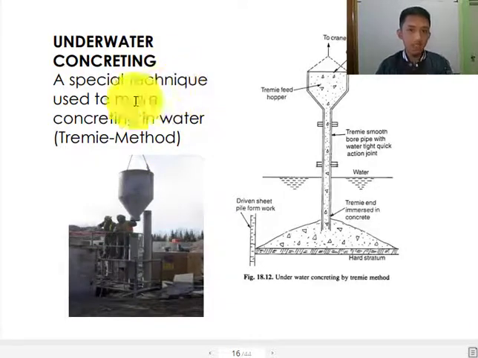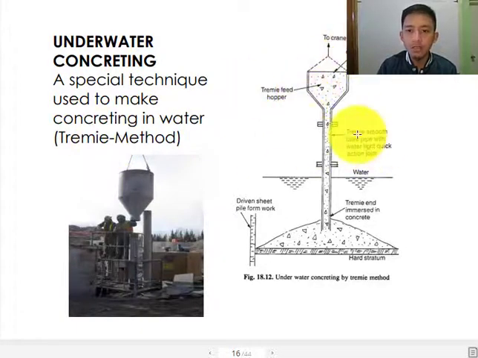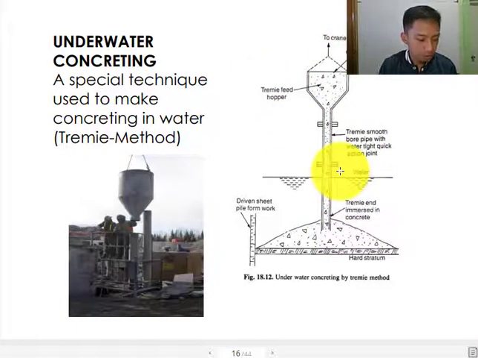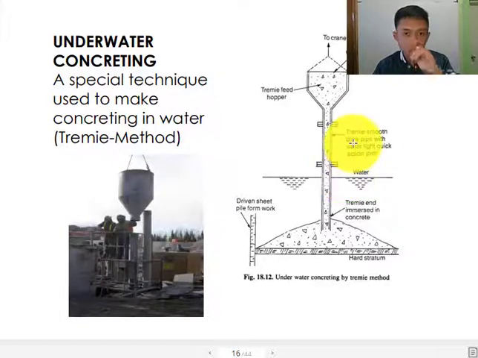Okay, so underwater concreting. A special technique used to make concreting in water. We call this one the tremie method. What they're going to do is they're not going to pour the concrete on the water itself and let that settle down. No, of course, because if you're going to do that, the water will be joining or adding on the concrete mix. That will now change the water to cement ratio. So this is the method of tremie.